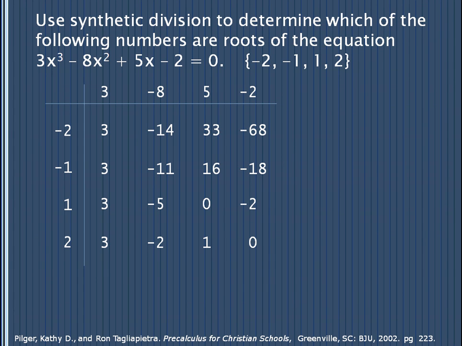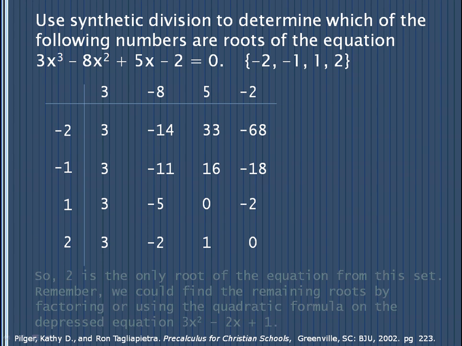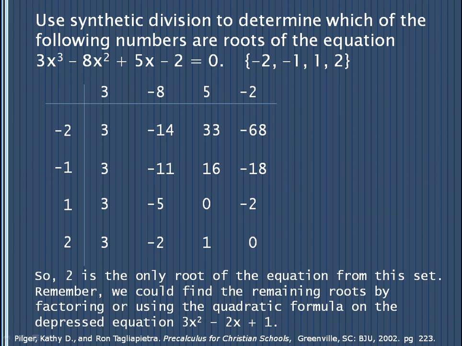So 2 is the only root of the equation from the set that we were given. There obviously would be more. How many more would there be? Well, since it's cubed, we have 1 root. We need a total of 3 roots because of this 3. So there would be 2 more roots.